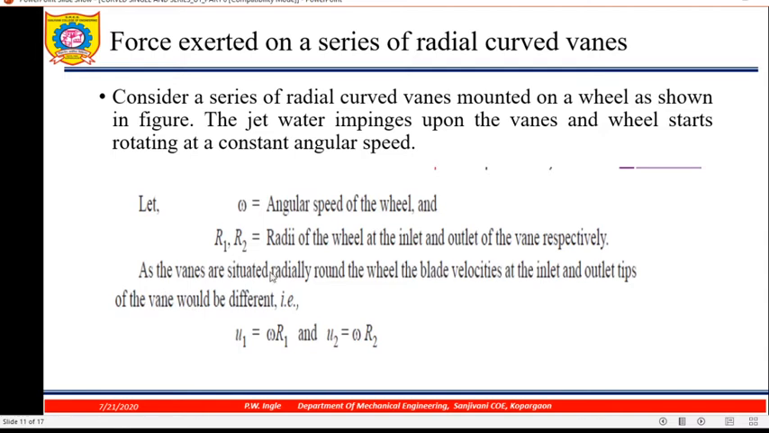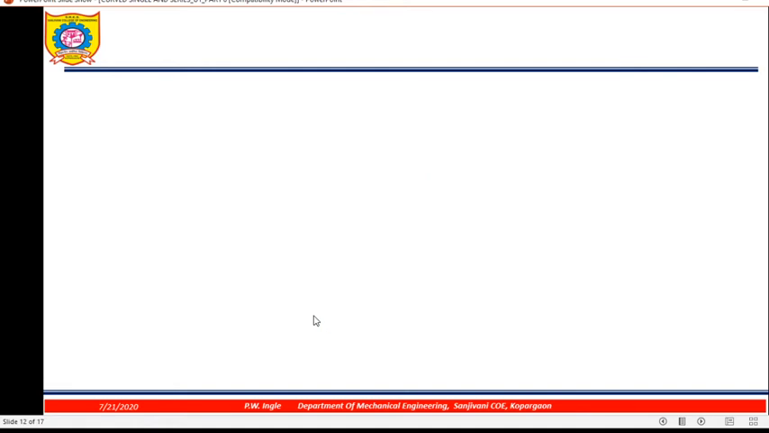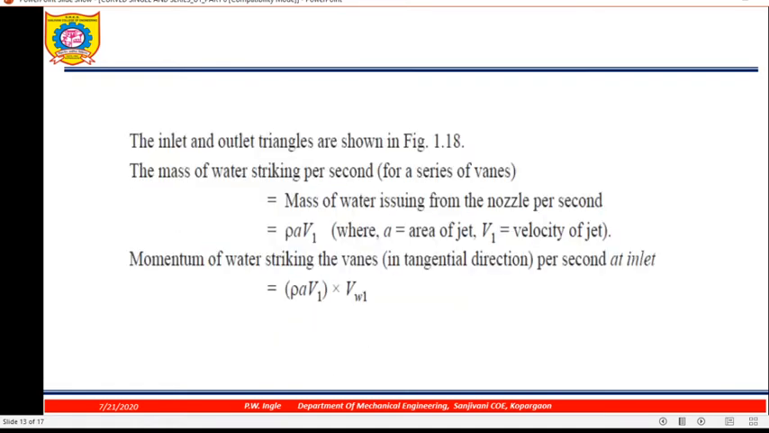As the vanes are situated radially around the wheel, the blade velocities at inlet and outlet tip are different. So we'll discuss step by step. The mass of water striking per second for a series of vanes is rho A V1, the mass of water issuing from the nozzle per second. Very simple.